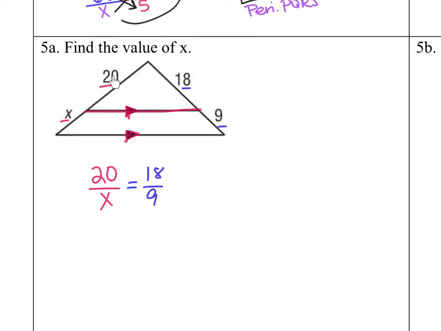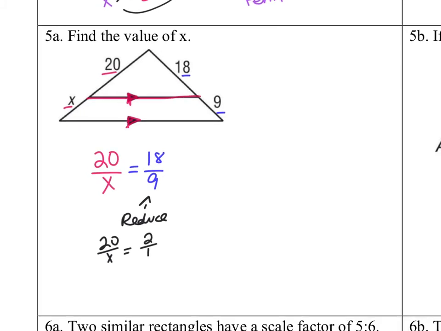Notice when I'm setting up my proportion, the corresponding parts, so top left and top right, line up. Bottom left, bottom right, line up. Okay? I can see that 18 over 9, we can actually reduce this. Okay, so we'll have 20 over x equals 2 over 1 because 18 is divisible by 9. So knowing this, I can cross multiply. I get 2x equals 20. Okay, and then dividing by 2, x will be a value of 10.